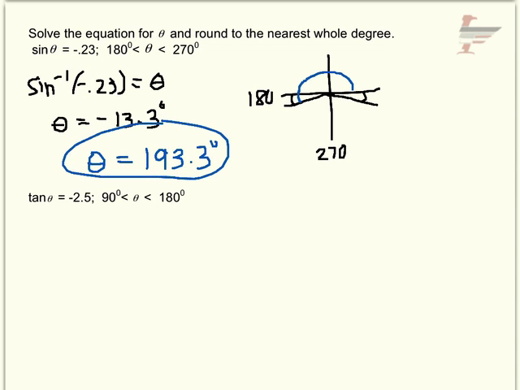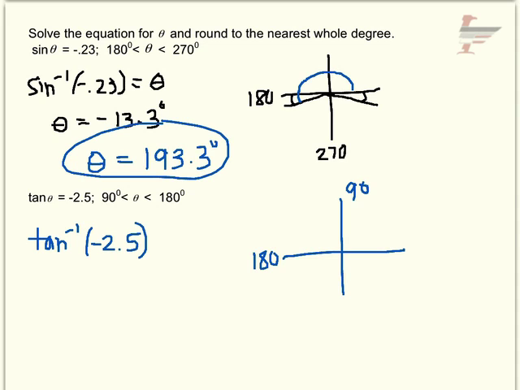Alright, and then the last one says tangent of theta equals -2.5, and you want theta to be between 90 and 180. So again, I want to be between 90 and 180, so in the second quadrant, and I'm going to do inverse tangent of -2.5, and that will give me my theta, my wrong theta. So at first I get -68.2 degrees. So -68, well, that's going to be roughly right there. But I want it in the second quadrant.